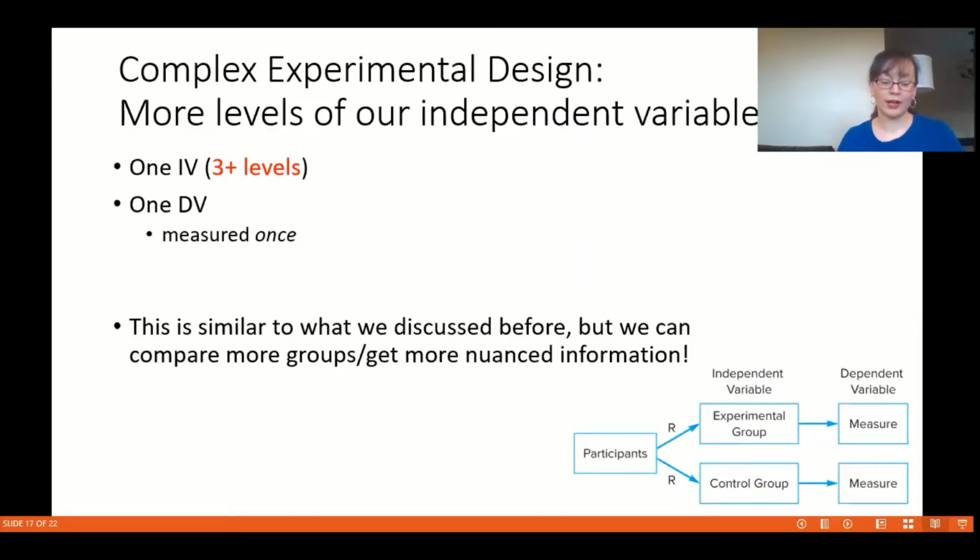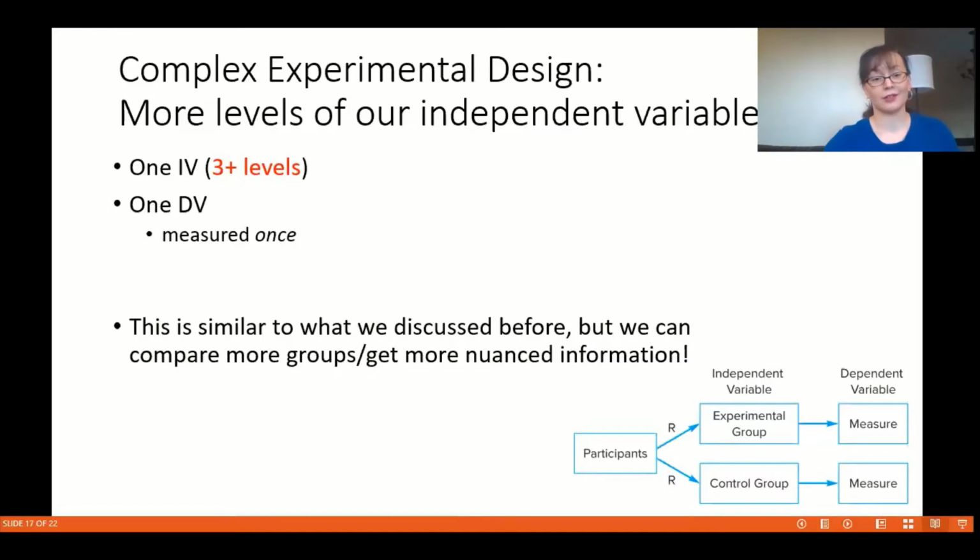We might also have a version of this where maybe we're testing the strength of our manipulation. We talked about that last lecture as well. And so maybe we are testing our placebo, and maybe that's our control group, and we're testing 2 dosages of the same drug. So we have a placebo group, a low dose group, and a high dose group. And again, we have these 3 or more levels of our single independent variable, and we're measuring our dependent variable just once after our participants encounter that independent variable. And so this is our first more complex experimental design.